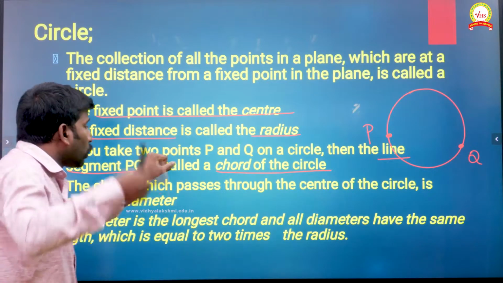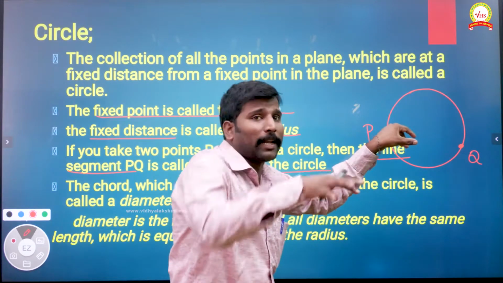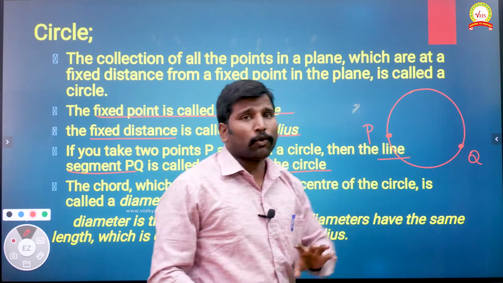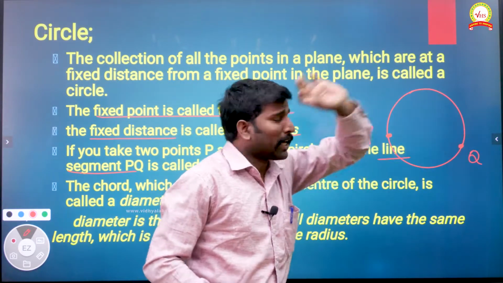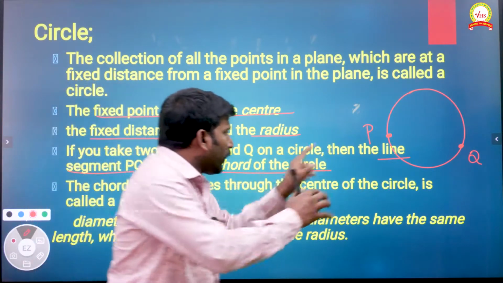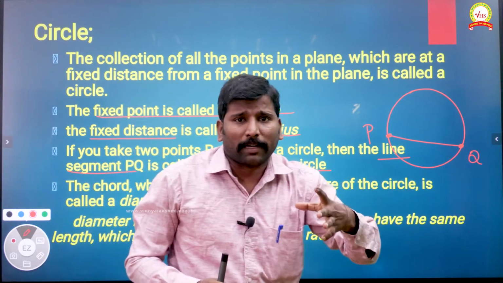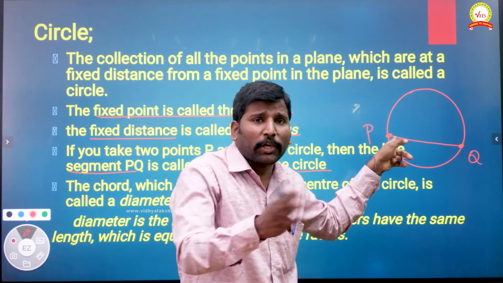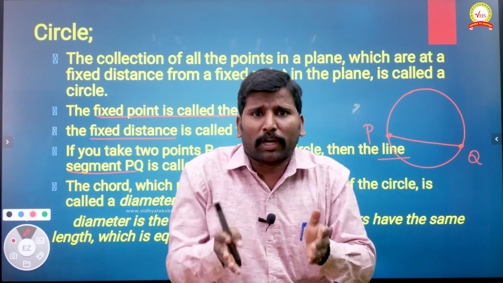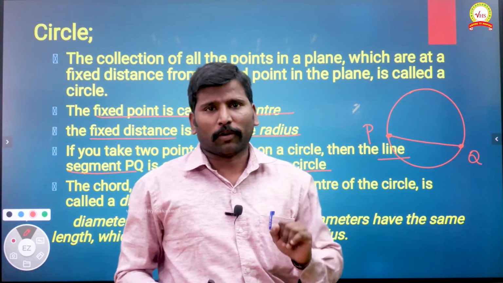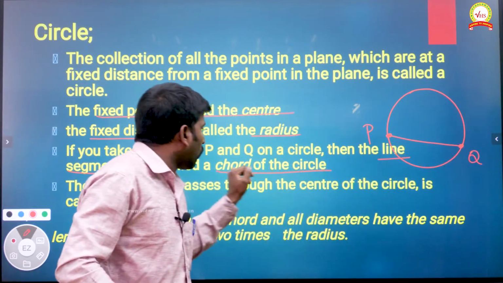See, if you take two points P and Q on the circle, P point and Q point. If you join this P and Q, that is a line segment. Listen carefully, this ends here. PQ is an end line. We have two end points. That two-end-point line we call a line segment. Do you understand? If you have two end points P and Q, that is called a chord.